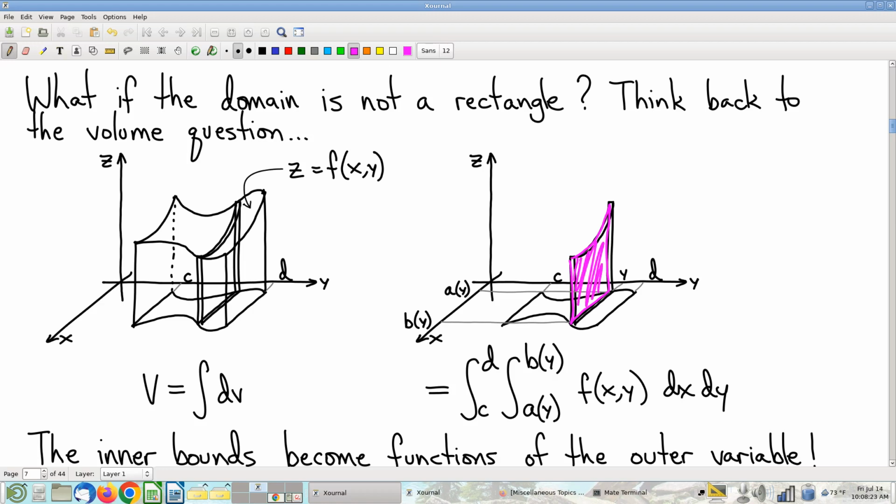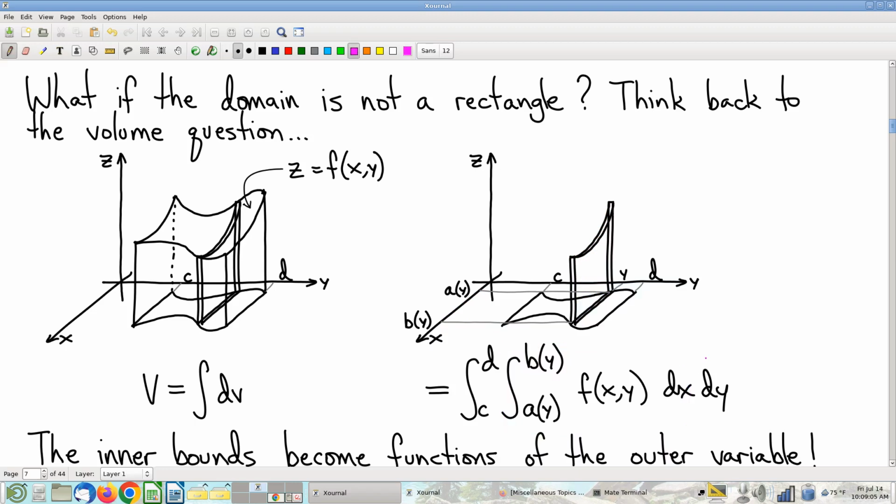This cross-sectional area times a thickness that is still a little piece of the y-axis. No problem. How would I compute this cross-sectional area? Well, this cross-sectional area that I need is still the area under a curve. I can still compute that area under a curve with an integral in the x direction. Everything that we're doing here is exactly like what we've done previously with the rectangular domain. It all is working just fine so far.